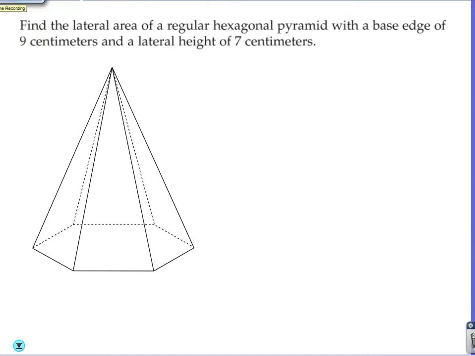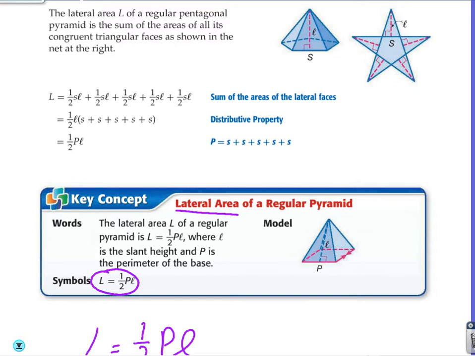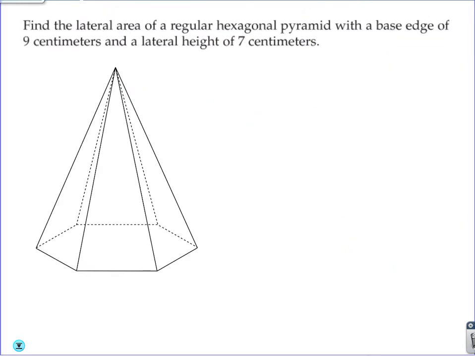Says, find the lateral area of a regular hexagonal pyramid. Y'all remember the formula for lateral area? Let's go back and get it. Lateral area is equal to 1/2 PL. Makes this a whole lot easier.